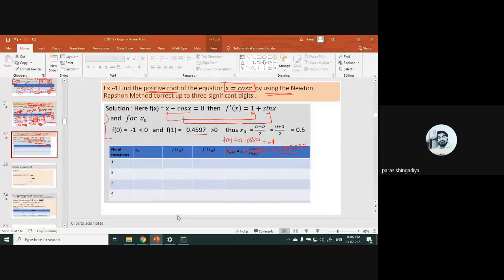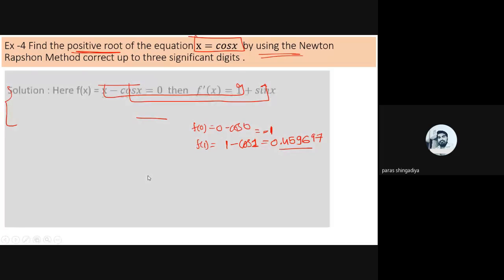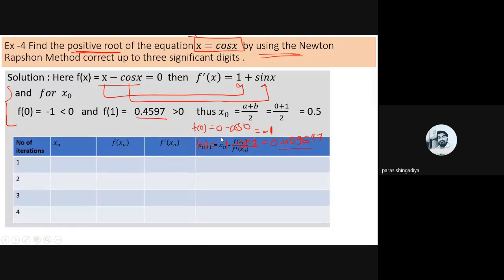Okay, good. So here you can consider 0.4597 as the f of 1 value, and that is positive. So here at 0 we get a negative answer, -1, and at 1 we get a positive answer. So we can consider x0 as its average value, (a plus b) by 2, that is (0 plus 1) by 2, which will be 0.5. Okay, so now in the first iteration we'll consider the x0 value, that is 0.5.